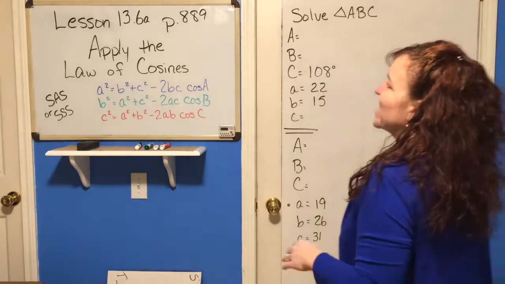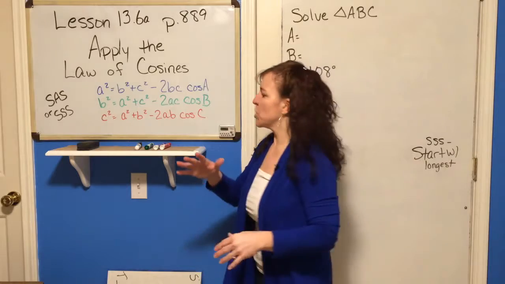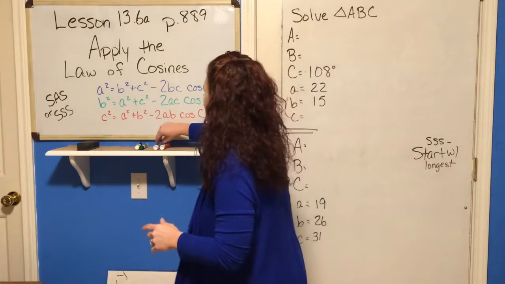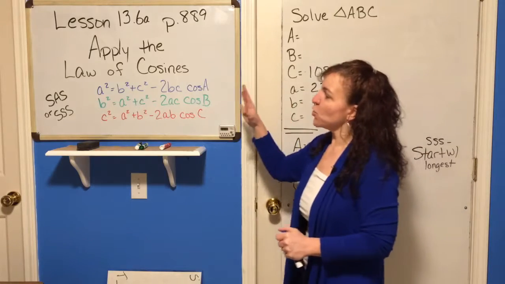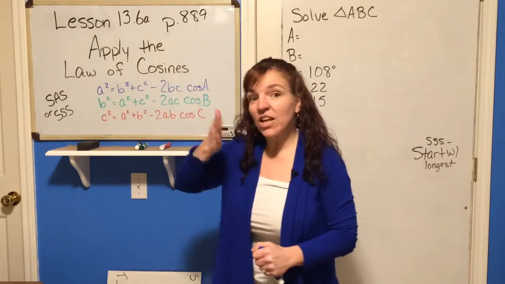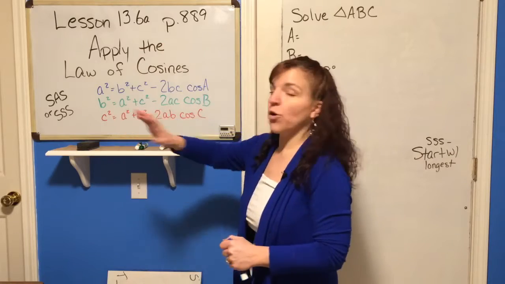Section 13.6, the first half. We're going to split this one in two because the last one was too long and crazy. All right. The law of cosines now is going to be used when you have two sides and an angle in between those two sides, or three sides.